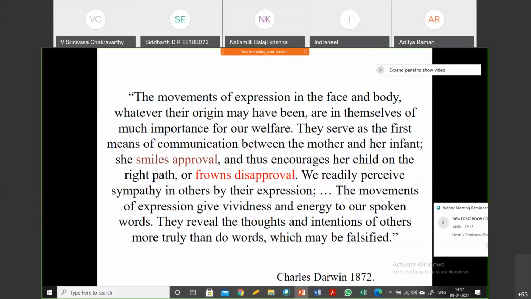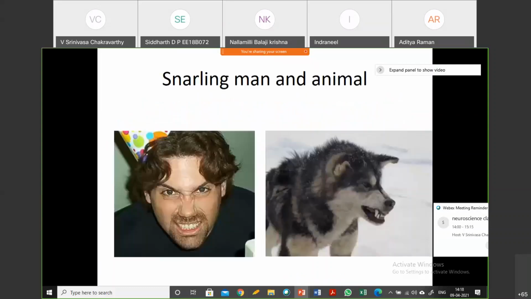The movements of expression give vividness and energy to our spoken words. You could be saying very kind words, but if your face doesn't reflect it, and if your face is all curled up and the body is stiff, then your kind words don't ring true. They seem to be somewhat shallow. So there can be a mismatch between what you say and your facial expression. Facial expression is more powerful. It really expresses a lot more than your words. So they reveal the thoughts and intentions of others more truly than do words, which may be falsified.